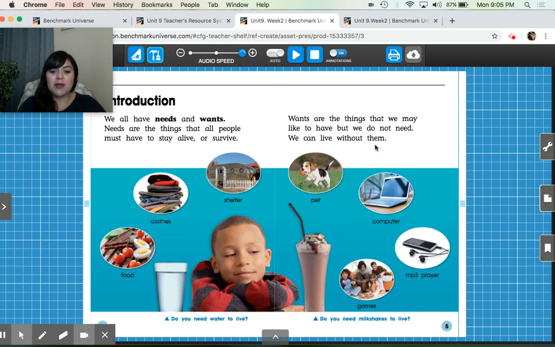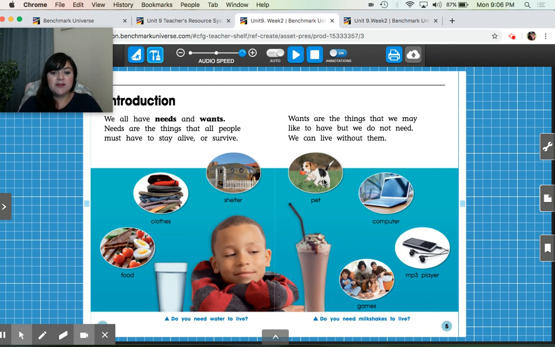So let's think about this. Food. Is that a need or a want? That's a need. Clothes. Is that a need or a want? That's a need, right? If it's really cold outside, you need some clothes to keep you warm. Shelter. Is that a need or a want? It's a need. We need shelter to be safe.